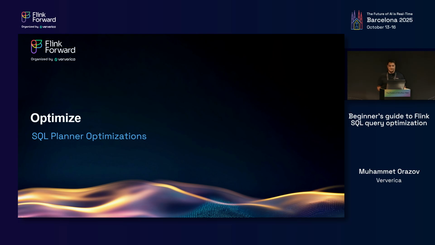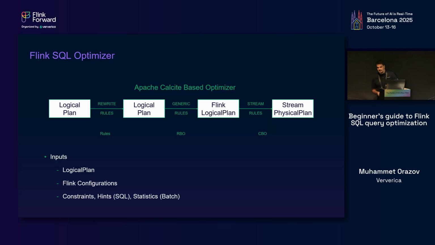Okay, let's jump into the Flink SQL optimizations. The Flink SQL optimizer is based on the Apache Calcite optimizer, and this is a high-level overview of all the optimization steps. Once we have the logical plan, it's input to the optimizer, which goes over many rewrite rules. So the logical plan will be transformed, rewritten, or reordered based on some rules.